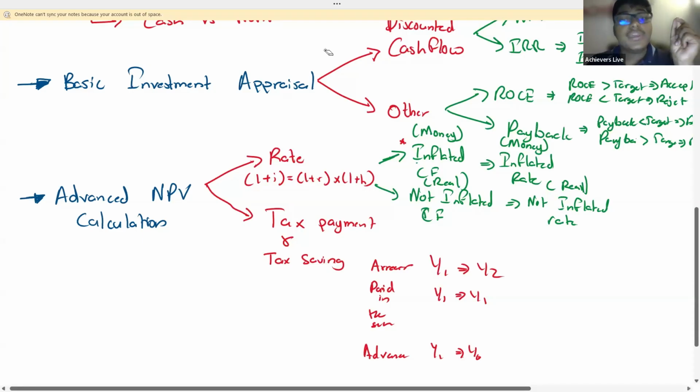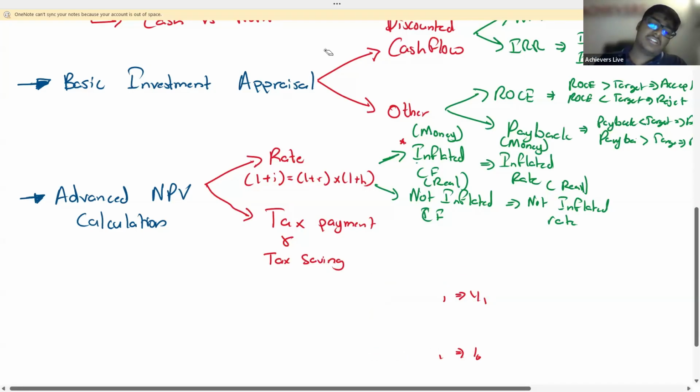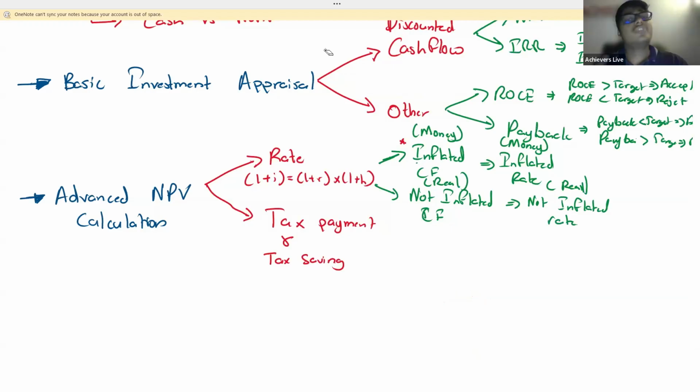And finally, be very careful with the depreciation calculation. In all of the questions, it won't be reducing balance. Sometimes it can be straight line also. It's possible, so be very careful there too. These adjustments, be very careful with them, especially the tax adjustment.